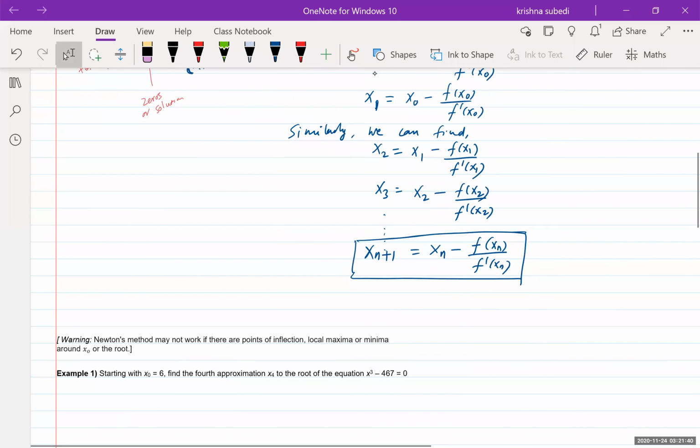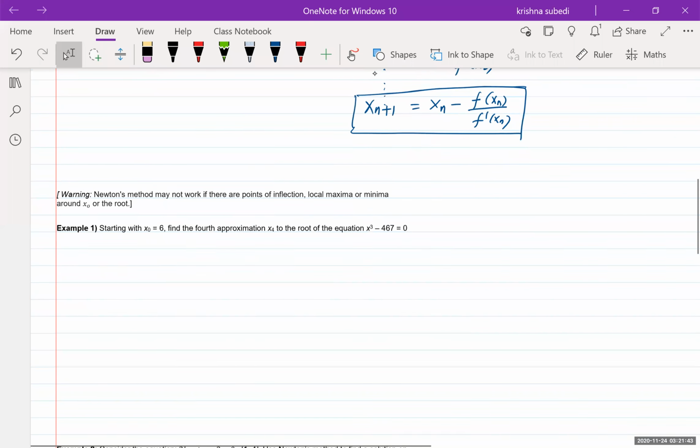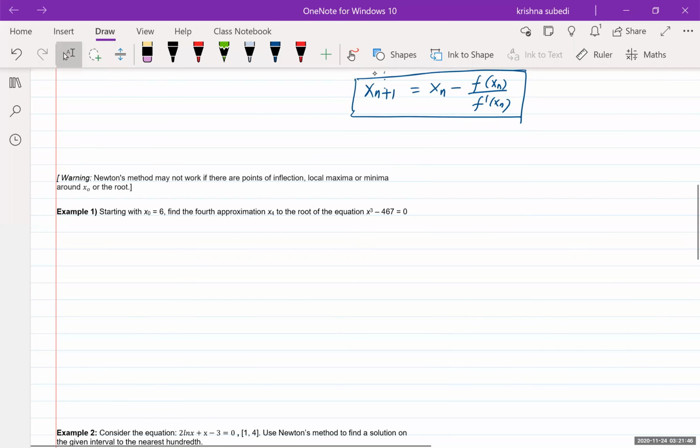Okay, with this formula, now we are ready to solve a few examples. But warning, I just want to remind you that Newton's method may not work if there are points of inflection, local maxima or minima around the point that you randomly choose. So whenever you want to choose some random value, random root, then try not to choose the value at the point of inflection or at the local minimum or maximum point, okay, or around that point. Anyway, we'll talk about that later.